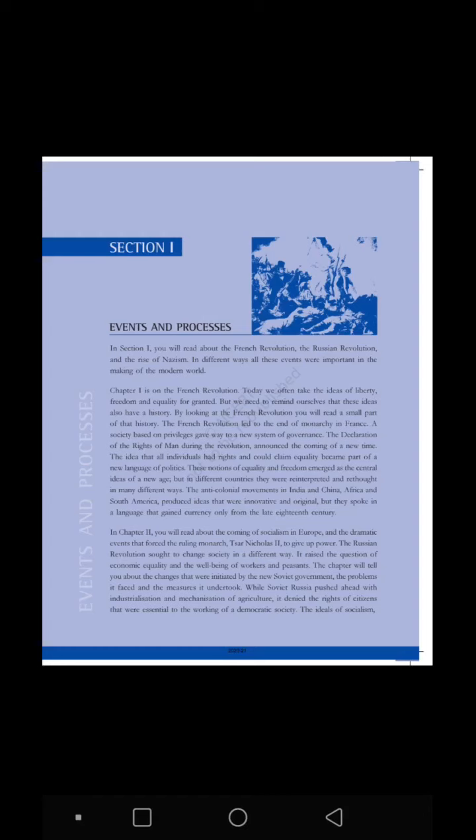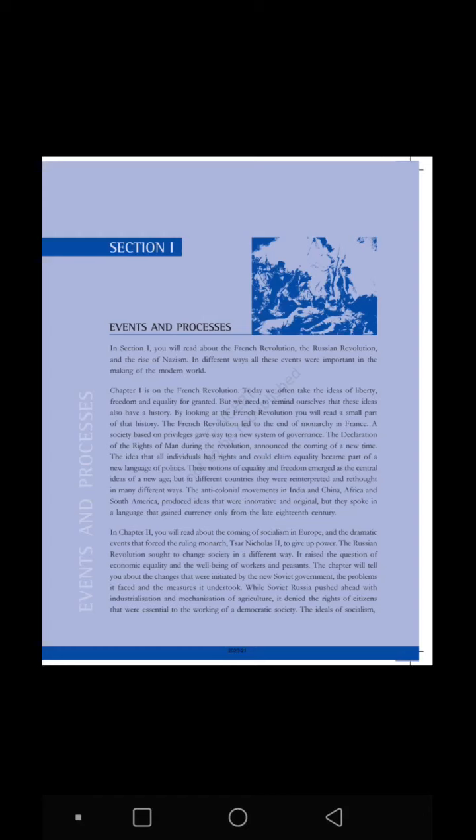A society based on privileges gave way to a new system of governance. The Declaration of the Rights of Man during the Revolution announced the coming of a new time. The idea that all individuals had rights and could claim equality became part of a new language of politics. These notions of equality and freedom emerged as the central ideas of a new age, but in different countries they were reinterpreted and rethought in many different ways.